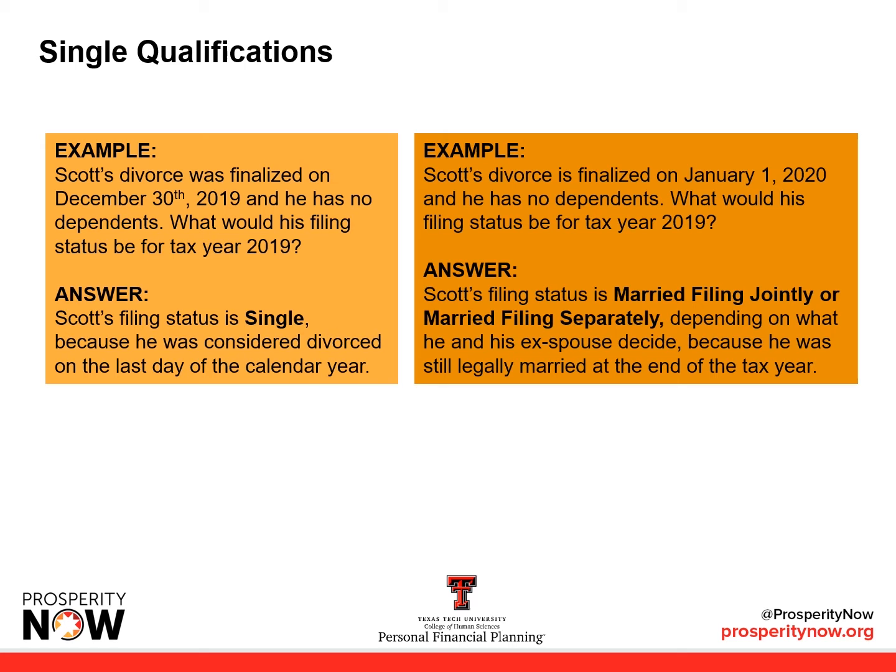Another example is if Scott's divorce was finalized on January 1st, 2020, and he has no dependents. What would his filing status be for tax year 2019? The answer: Scott's filing status is married filing joint or married filing separately, depending on what he and his ex-spouse decide, because he was still legally married at the end of the tax year.